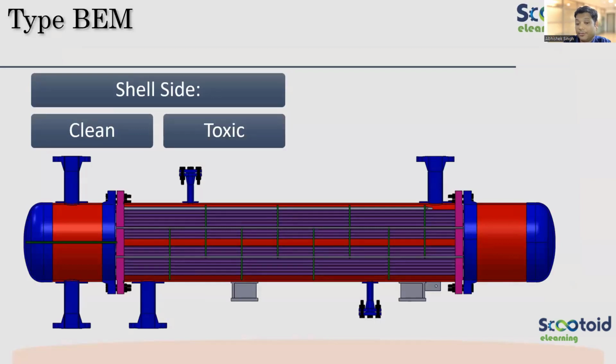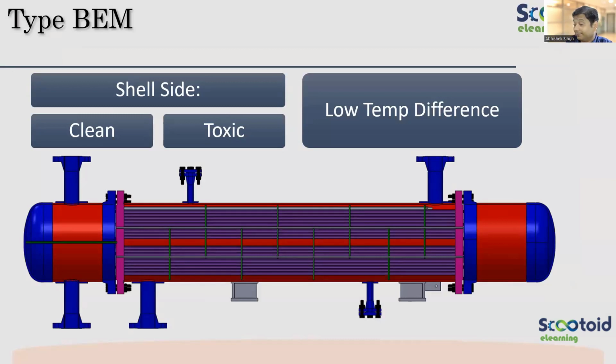So now we know, again, a kind of summary for the shell side. If it is clean and there is a toxic fluid, then I'll prefer BEM because the cost is also less. But one thing is that there has to be a low temperature difference. For high temperature on both sides, there is no problem.